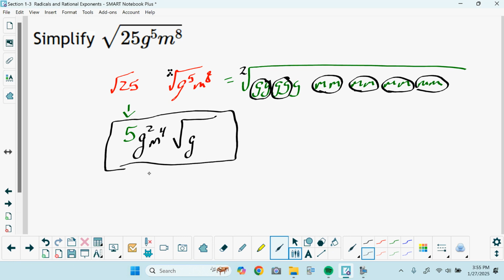Now I expanded my variables. You can also say, okay, how many times will 2 go into 5? Well, 2 will go into 5 twice with 1 left over, right? And then you could ask yourself, how many times will 2 go into 8? Well, it'll go into 8 4 times. That's why I was able to pull out 4 groupings of m's. So you can also do it that way. But either way, you have to simplify it.